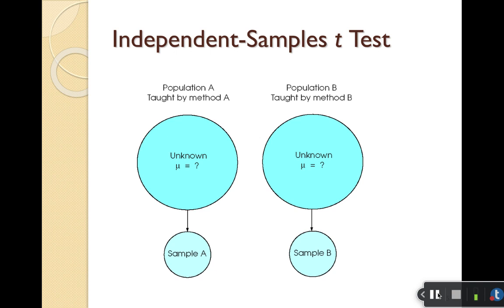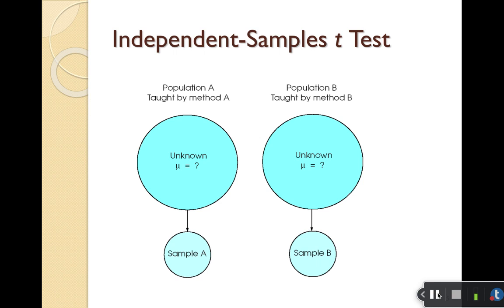Here you can see a little visualization of the independent samples t. Really we're drawing two separate samples from two different populations. As an example, maybe I'm using a new teaching methodology. I have population A, a group of students that are going to be taught by a specific teaching method. I could pull a sample out of that population.